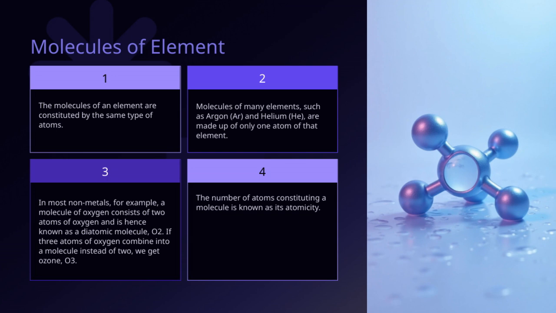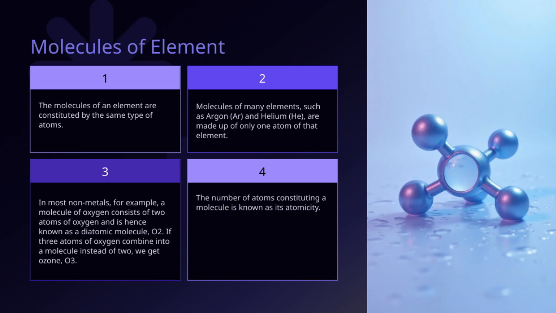However, in most nonmetals, molecules are made up of more than one atom. Take oxygen, for instance. A molecule of oxygen, O2, is made of two oxygen atoms bonded together. When a molecule has two atoms, we call it diatomic. But if three oxygen atoms join together, forming O3, that's ozone, a triatomic molecule.